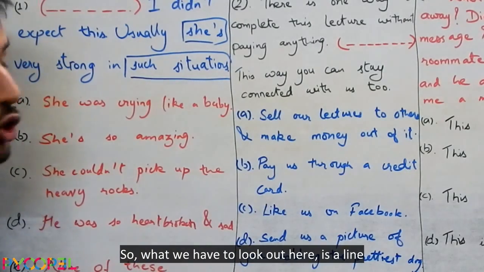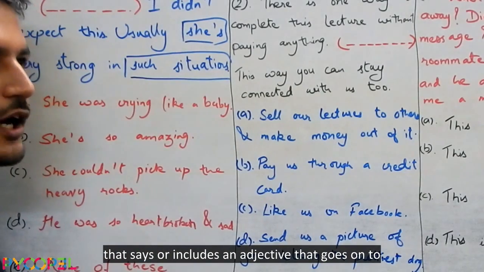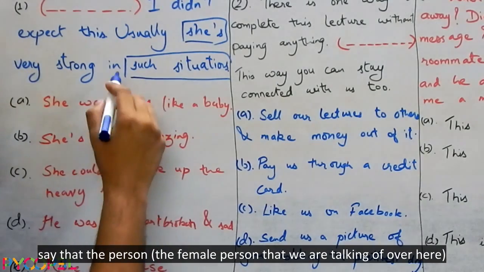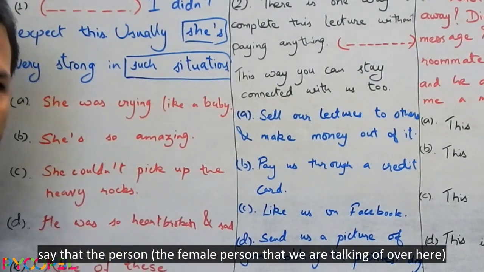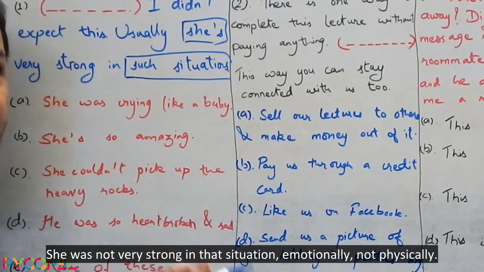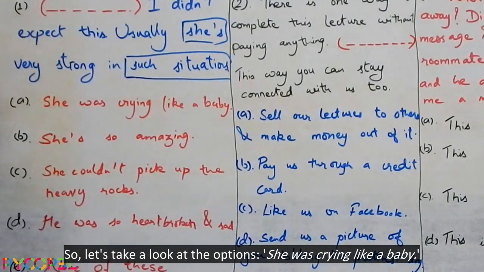Okay, so what we have to look out for here is a line that includes an adjective that goes on to say that the person, the female person that we are talking of over here, was probably vulnerable in that situation. She was not very strong in that situation emotionally, not physically. So let's take a look at the options.